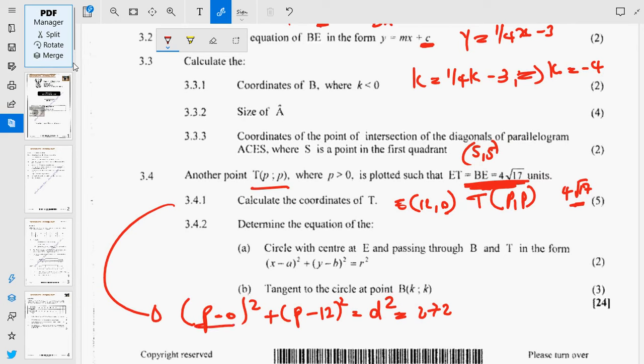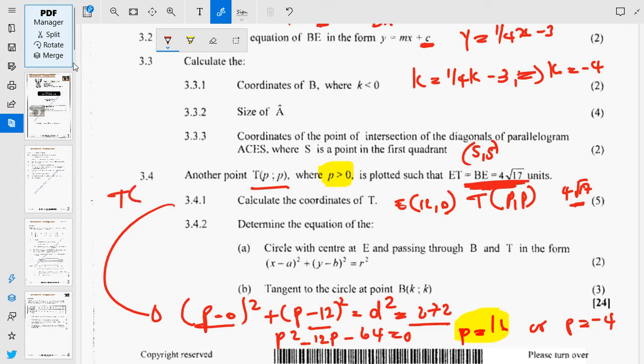So you're going to expand this, bring this to the other side of the equation, and you're going to land up with P squared minus 12P minus 64 is equal to 0. So if you factorize this, you're going to get P is equal to 16, or P is equal to minus 4. Now, since they told me that P is greater than 0, then I have to choose this. So that means the coordinate of T is (16, 16). Okay.